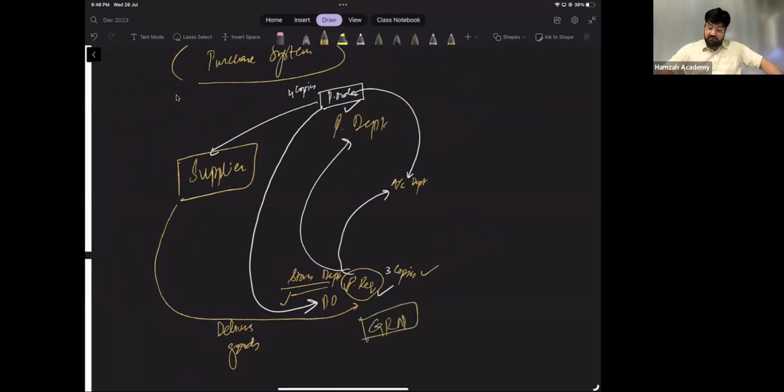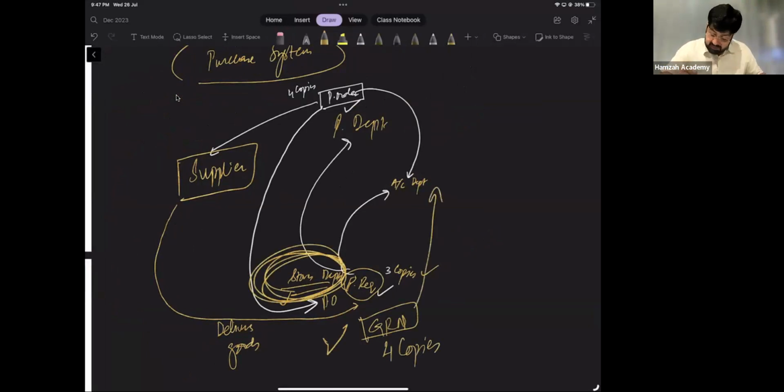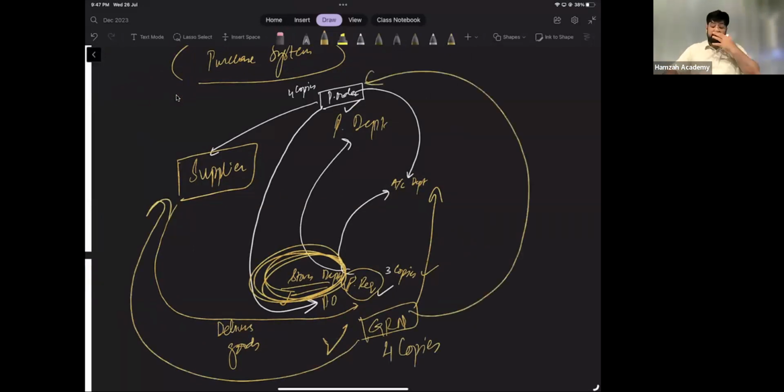And a goods received note is generated, 4 copies. 1 copy kept here at stores, 1 copy sent to accounts, 1 copy sent to the supplier, who confirms we received it, and 1 copy sent to the ordering department, the purchase department. The purchase department checks that the goods received match what was ordered and closes the purchase order file. Goods have been received, done.